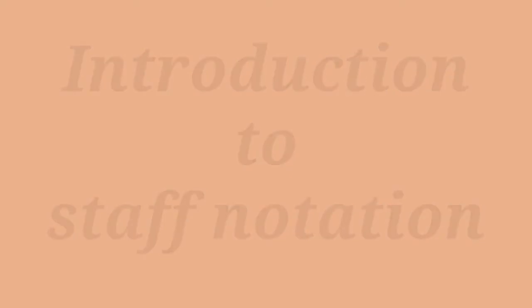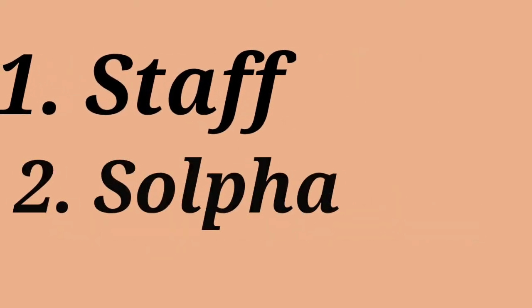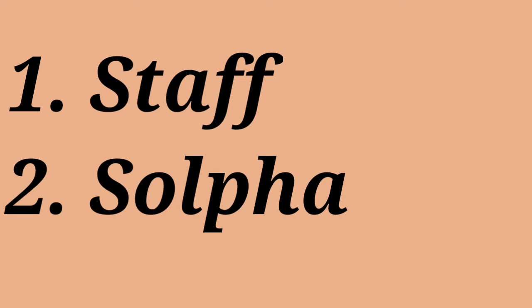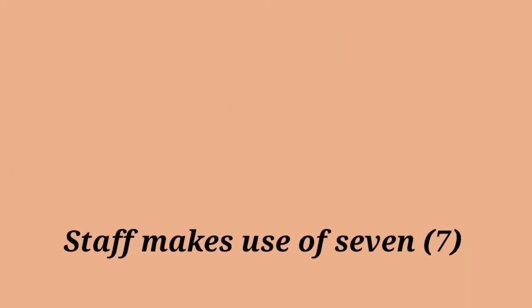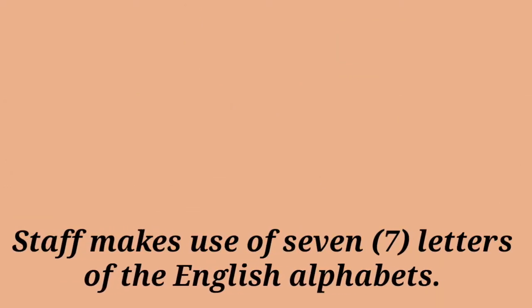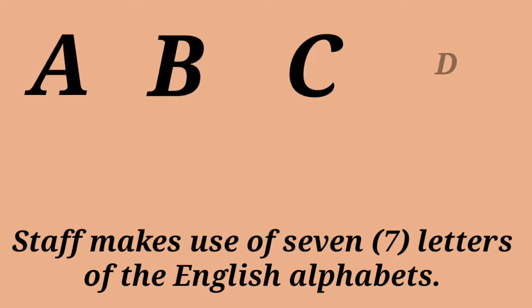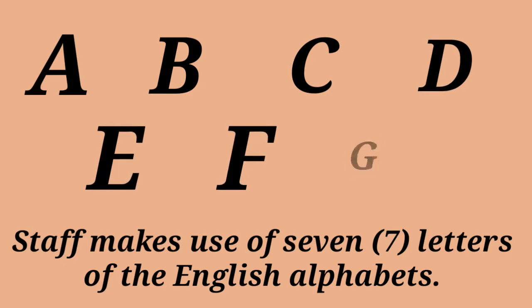We have two types of notation, staff and solfa notation. The staff notation contains symbols, such that if you know the symbols, the whole staff will be easy for you. The staff, although it is not a language, makes use of 7 letters of the English alphabet. They are A, B, C, D, E, F, and G.